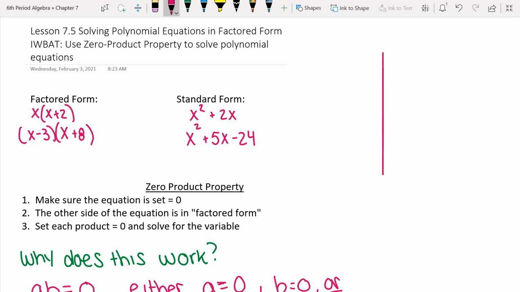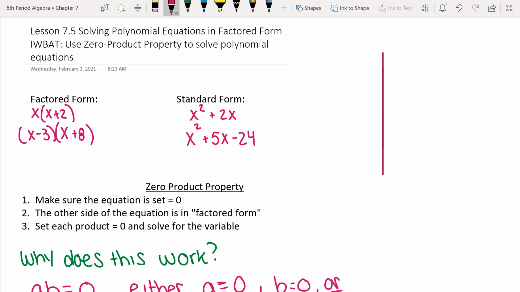Now, I don't want any constants or coefficients being added or subtracted or multiplied in front or behind these expressions. We will see an example of where that happens and how we get rid of it. Because in order to actually solve a problem, we have to have factored form on one side of the equation, meaning nothing else besides two expressions.